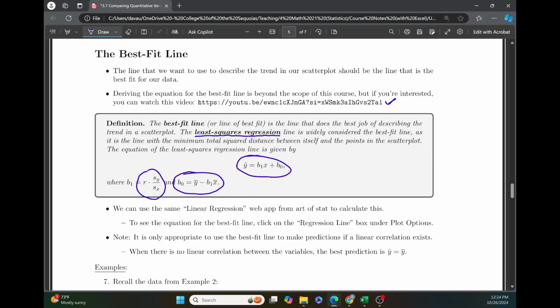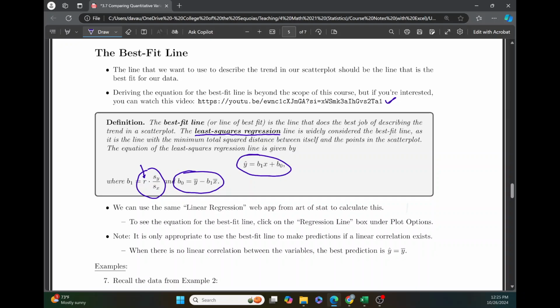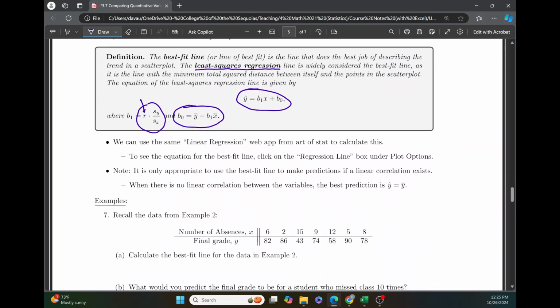Okay. Again, this would be a nasty calculation to perform, if for no other reason than it's really hard to get R. So we're just going to use the same linear regression web app that we have used so far in this lecture. And all we have to do is make sure to click on the regression line box under plot options.